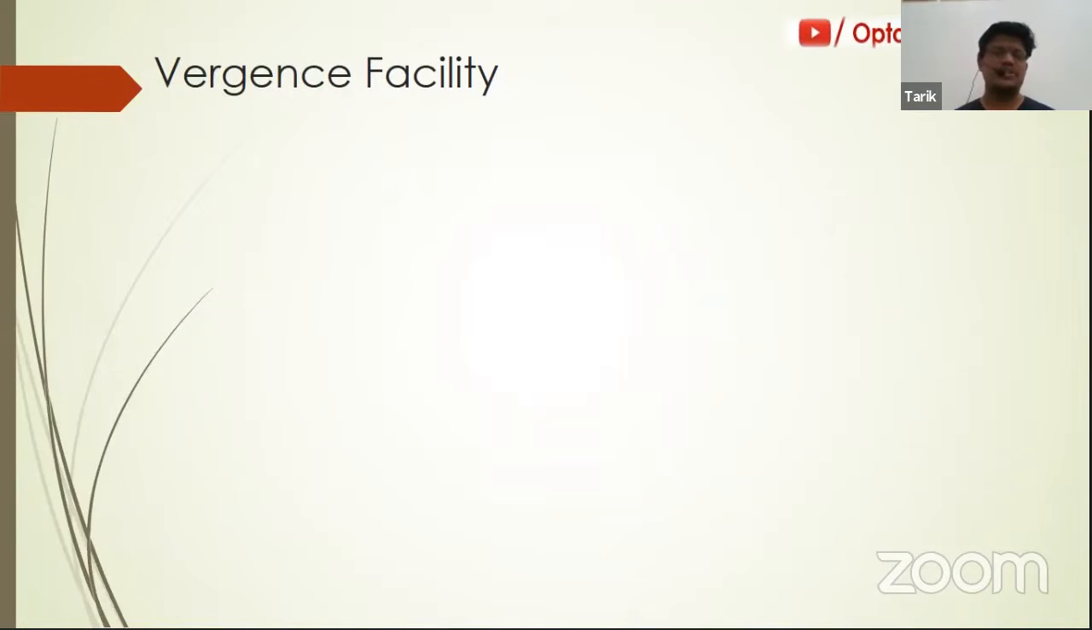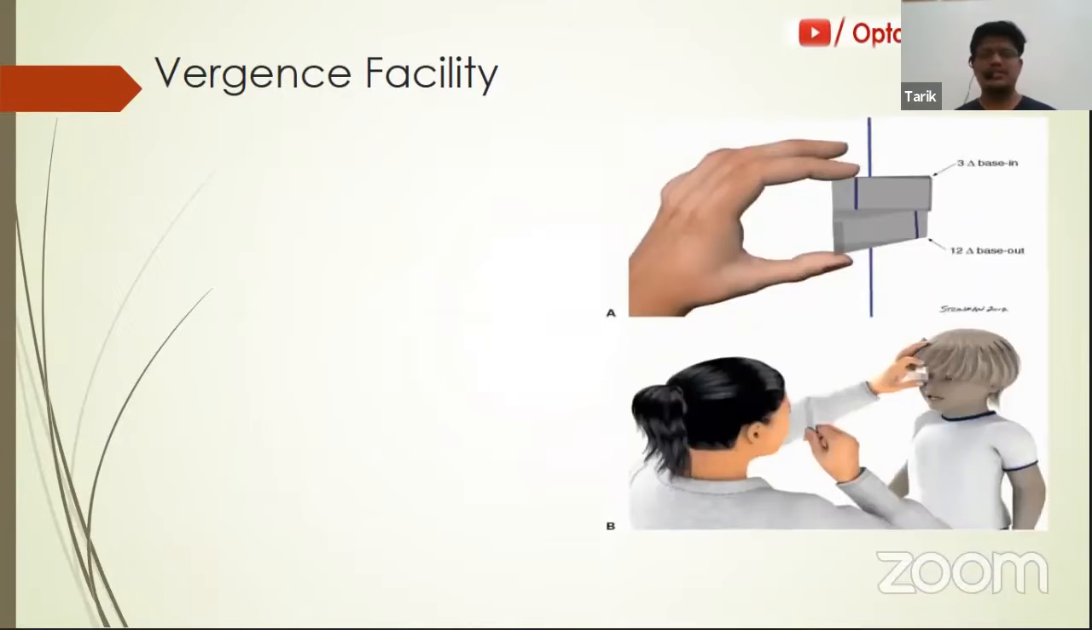So this is done basically with the help of your prism flipper. So vergence flipper, which we say. So here we use prism bars which are attached one over the other. So one is a 12 prism base out, which checks your convergence, and then there is a 3 prism base in, which is for your divergence.